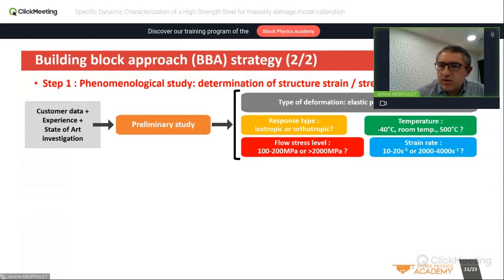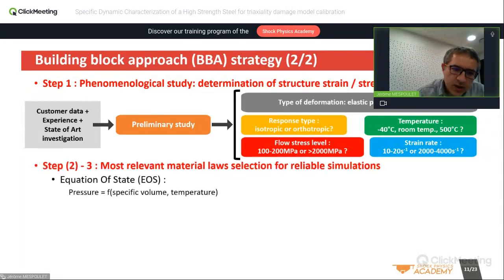And in terms of strain weight, between intermediate strain weight 10 to 20 and up to 2 or 4,000. We need this data, in fact, to make the good test and to select also the good simulation models, numerical models. So steps 2 and sometimes 3 if we want to adjust, we select the most relevant material laws for available simulations.